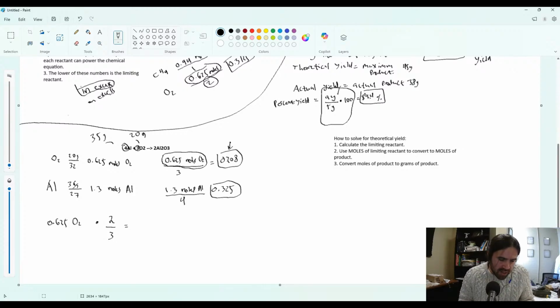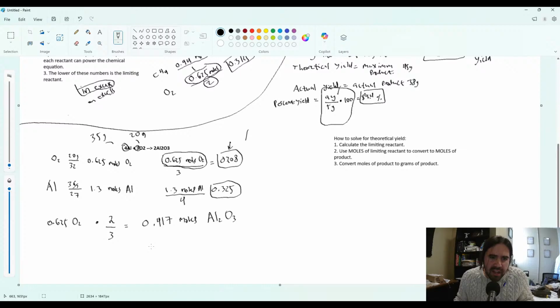So that is 0.625 times 2 divided by 3. All right, so this gives us 0.417 moles of aluminum oxide. Okay, we're not quite done yet, because we need to convert from moles into grams.